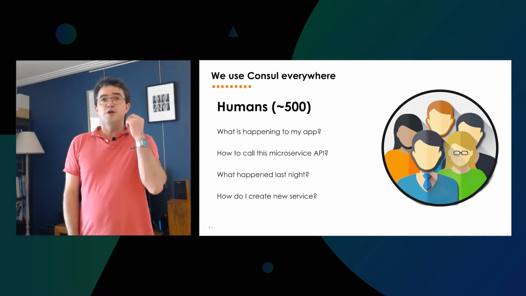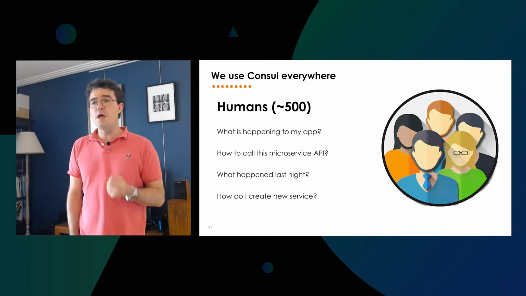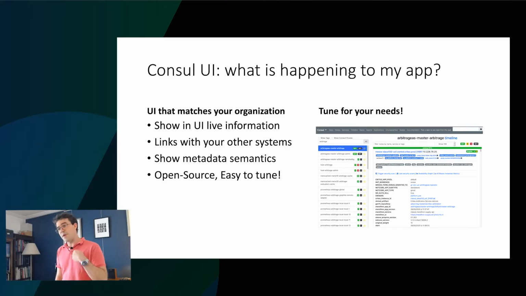So our first move was to really give those humans ways to know what is happening on their systems. Our first action was to create a UI called Consul UI. It's based on Consul Template RB. It's an open source project, and it's a UI you can plug into your organization. It shows live information about Consul. It is served using a simple static web server, so you can scale it for thousands of users if you need to. It can very easily allow you to plug links to your systems in your organization. It shows metadata semantics easily, and it's open source, so you can tune it and change it to fit your exact needs. Now we are going to see this in action.